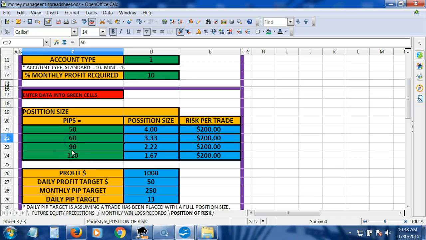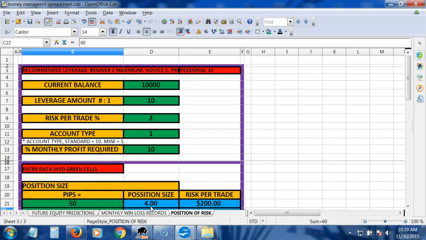You can change the number of pips based on your stop loss and entry points into your trades and change these figures here. Again, it's going to give you a monthly target of $100. Your daily profit target should be $50, your monthly pips should be 250, and you should be looking at 13 pips per day. So I hope that explains the spreadsheet.